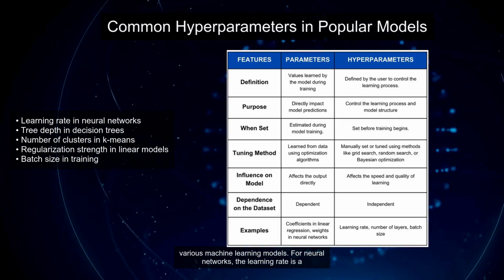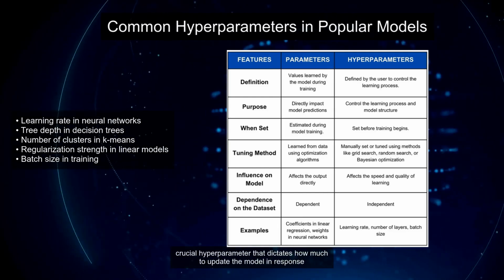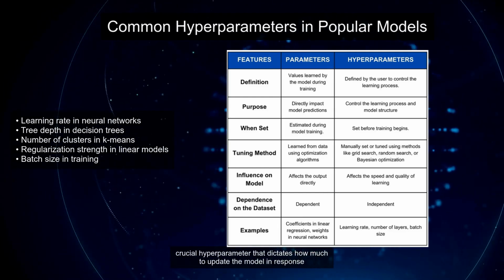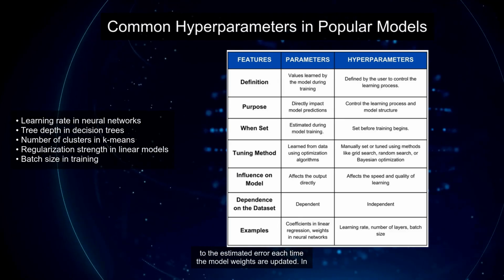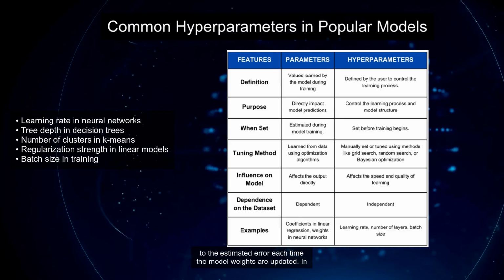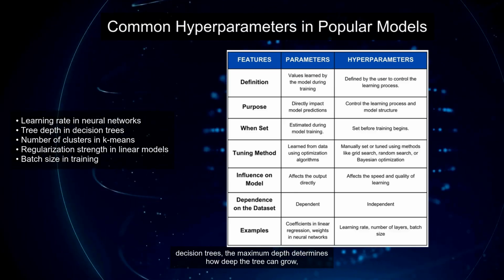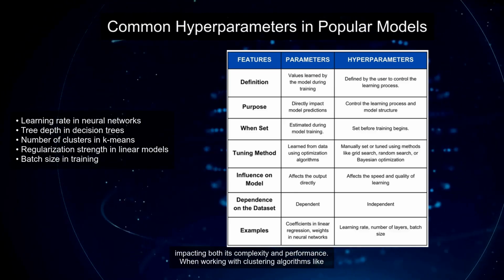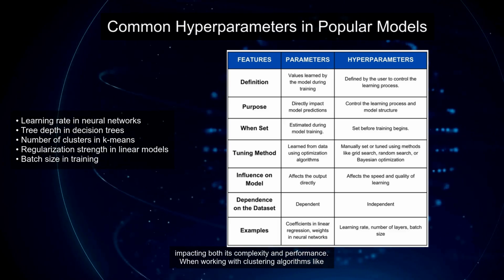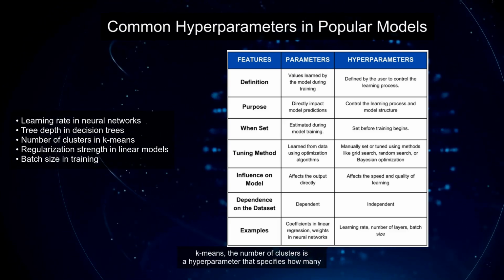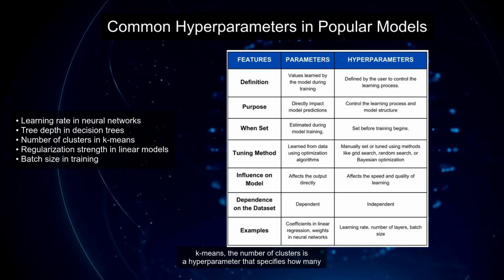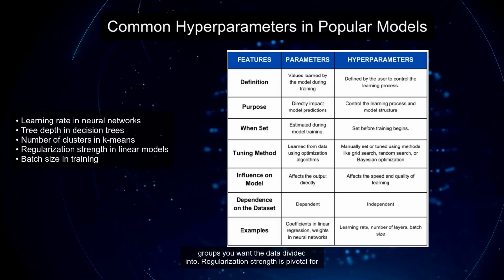For neural networks, the learning rate is a crucial hyperparameter that dictates how much to update the model in response to the estimated error each time the model weights are updated. In decision trees, the maximum depth determines how deep the tree can grow, impacting both its complexity and performance. When working with clustering algorithms like k-means, the number of clusters is a hyperparameter that specifies how many groups you want the data divided into.